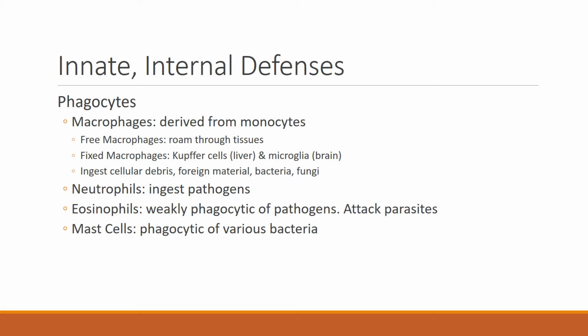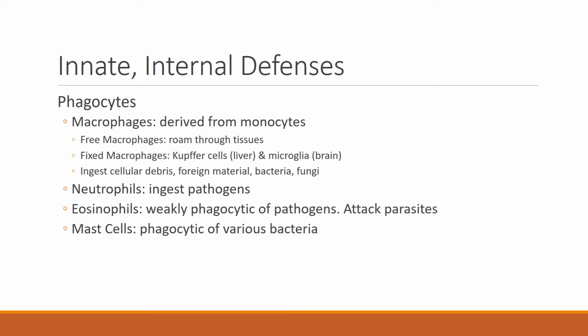So phagocytes will be the predominant cell type that we will see within the innate immune system. A phagocyte is a type of cell within the body that's capable of engulfing and absorbing bacteria and other small cells and particles. And we have different types of phagocytes that we find throughout the body based on their location.